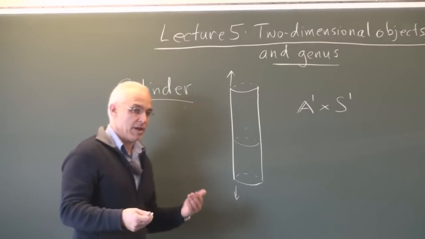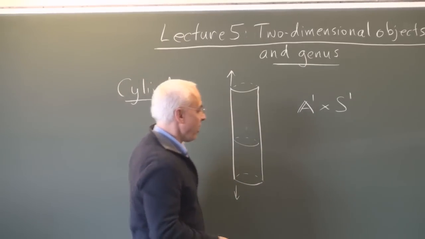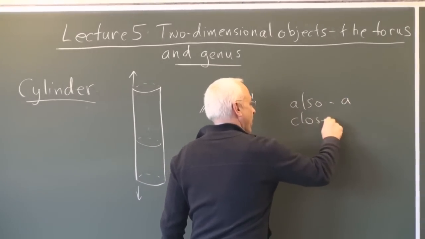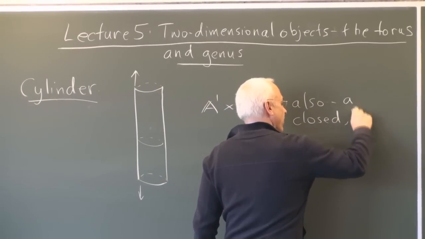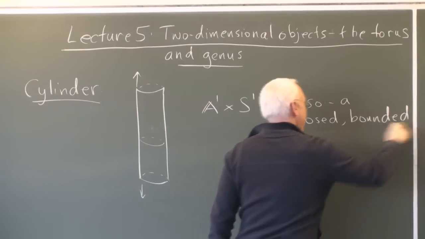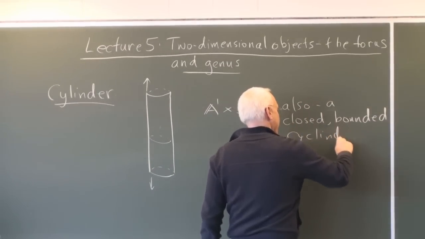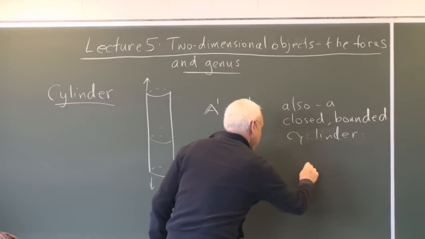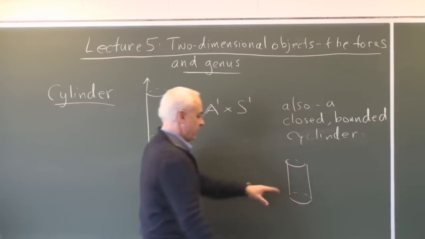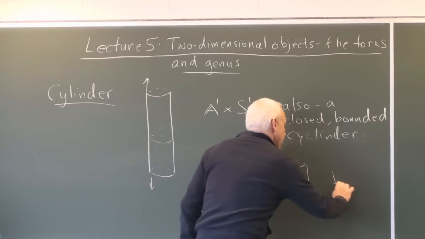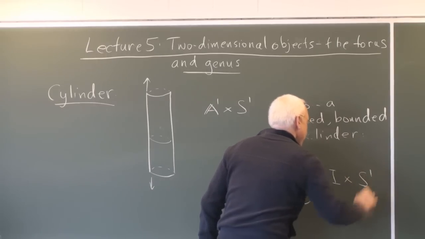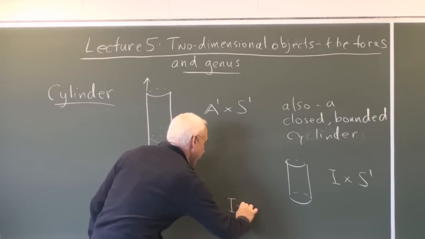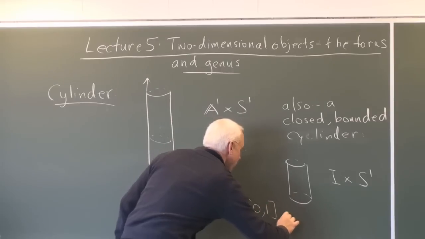Now sometimes we're also going to be interested in a variant of that where we actually chop it off. So we might also look at a closed bounded cylinder, which is just one that actually has only a finite extent in this vertical direction. And so we could call that I cross S1, where I is the standard interval. I is 0, 1, the closed interval.